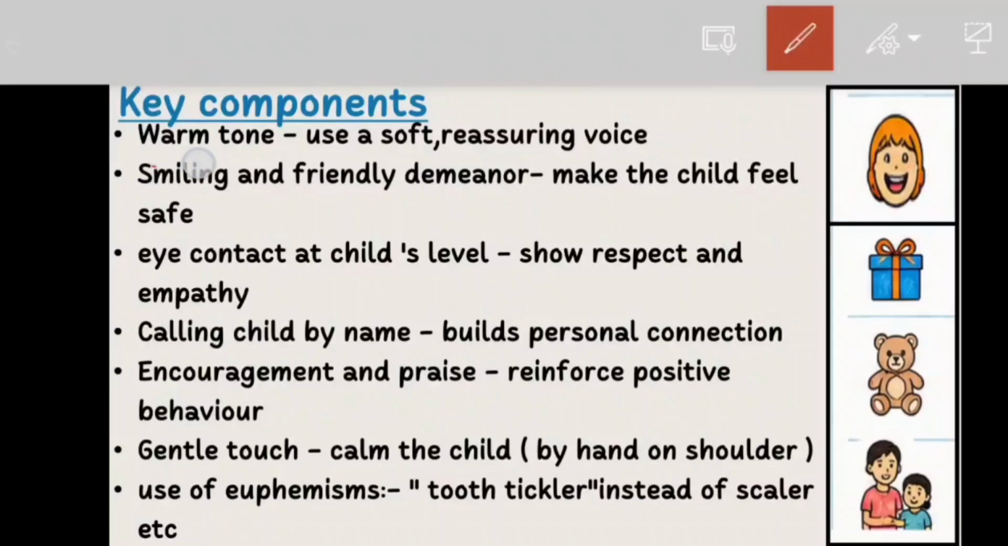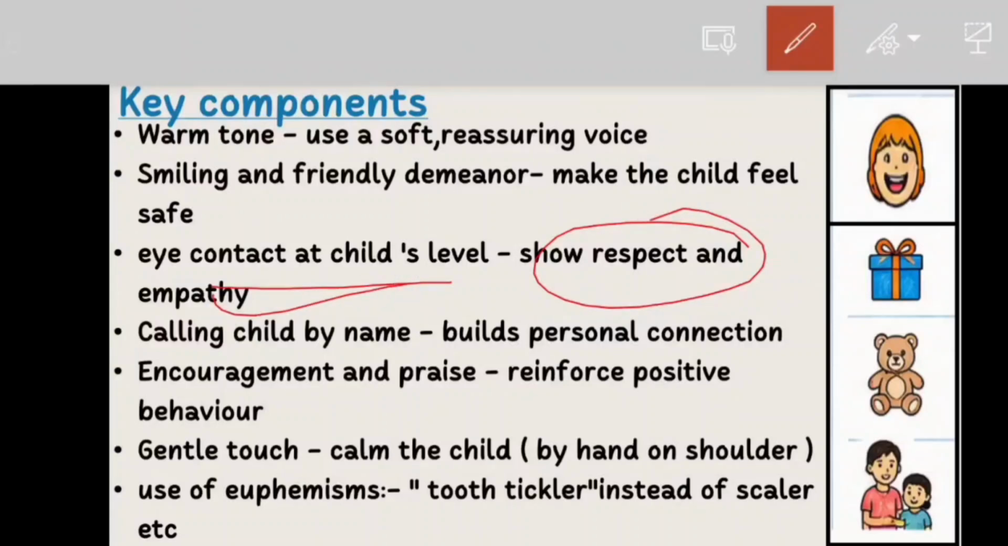The first one is warm tone. Always speak softly. Don't say, open your mouth. You have to say, can you open your mouth like a lion? Children respond better to gentle words. The second one is smile and friendly behavior. A smiling dentist looks safe, and children trust smiling faces. The third one is eye contact. Talk at the child's eye level instead of standing over them. This shows respect and empathy.